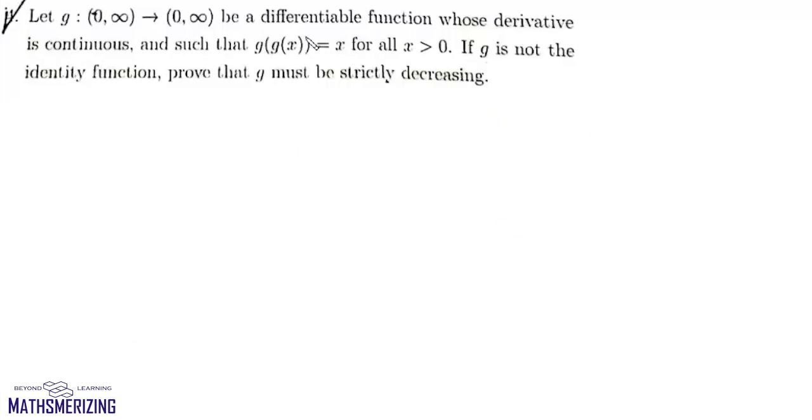Now question number 4 is, let g be a differentiable function whose derivative is continuous and such that g(g(x)) equals x for all x greater than 0. And if g is not an identity function, then prove that g must be strictly decreasing. Now again we'll solve this question using contradiction. So what we'll do is we'll say let g be a not strictly decreasing function.